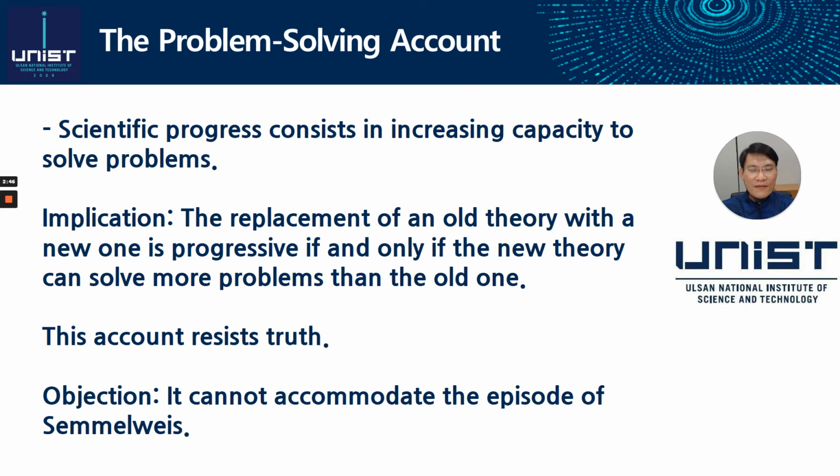Semmelweis eliminated 5 false hypotheses before arriving at the true hypothesis. None of the 5 false hypotheses was better than its predecessor in terms of the capacity to bring down the high mortality rate of the first ward. In other words, the capacity to solve the problem didn't increase as Semmelweis moved from one hypothesis to the next in the series of the 5 false hypotheses. Therefore, the problem-solving account implies, absurdly, that Semmelweis's elimination of the 5 false hypotheses doesn't count as scientific progress.